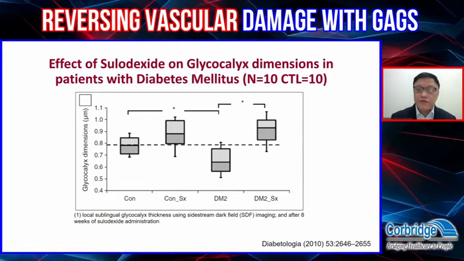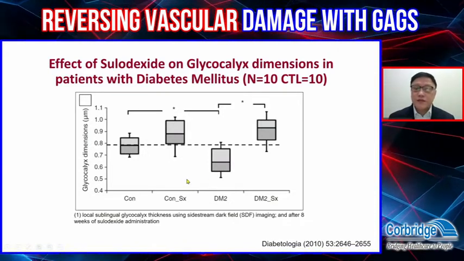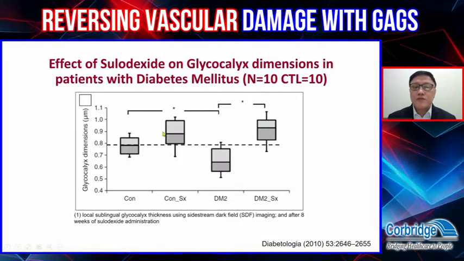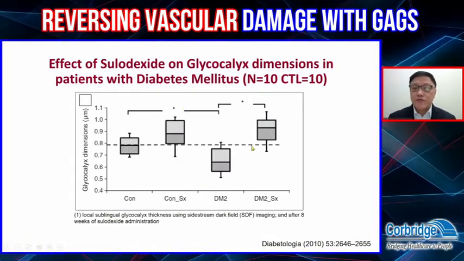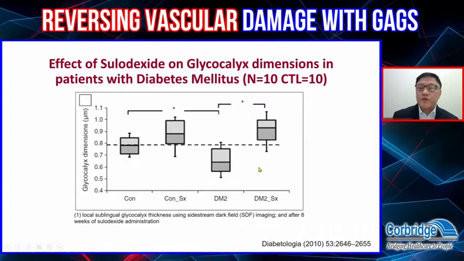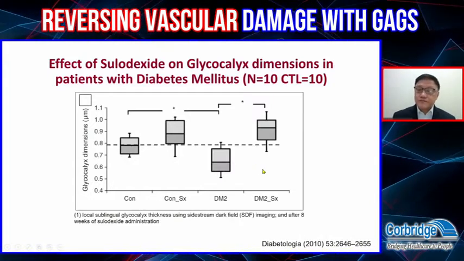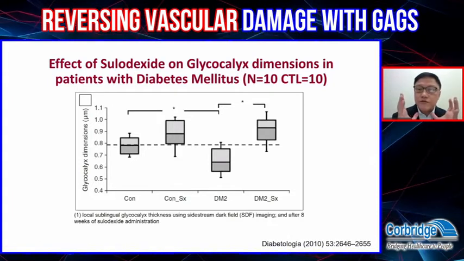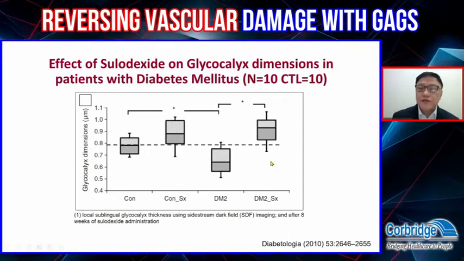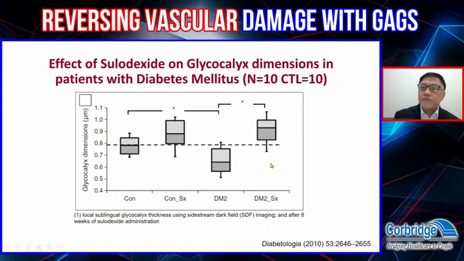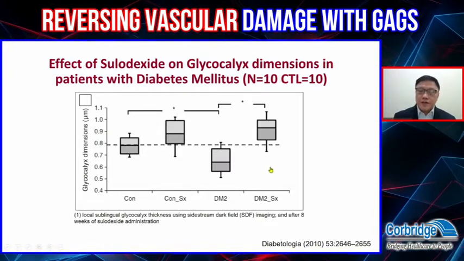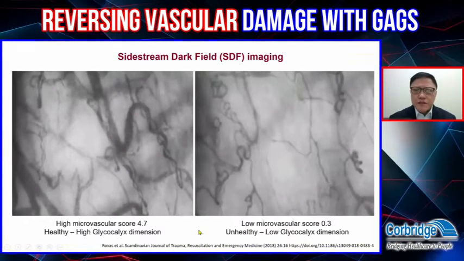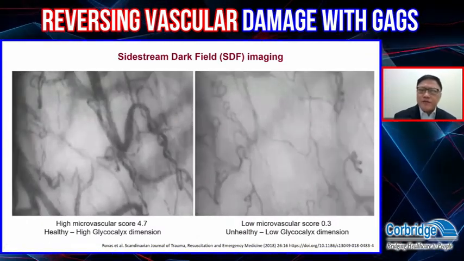But if you give sulodexide, a fast-moving heparin and dermatan, you will see that the dimensions increase significantly, and more so with the diabetic population. So this is a sign that sulodexide can reverse endothelial dysfunction related with glycocalyx damage. Now, I'd like to show to you a side stream dark field imaging.